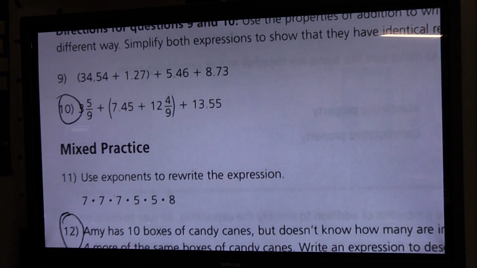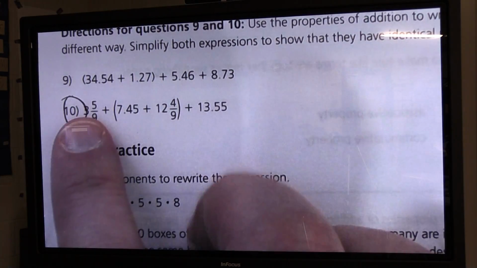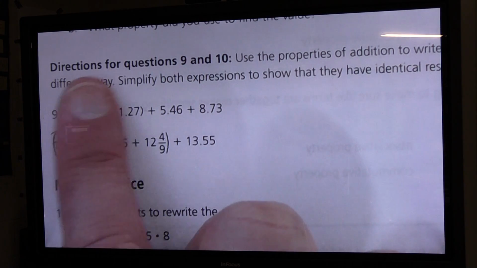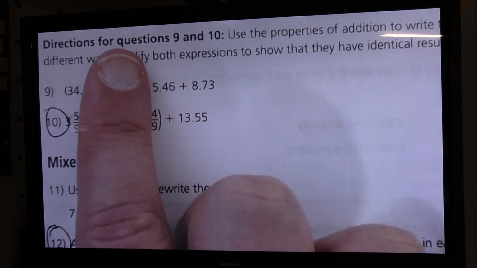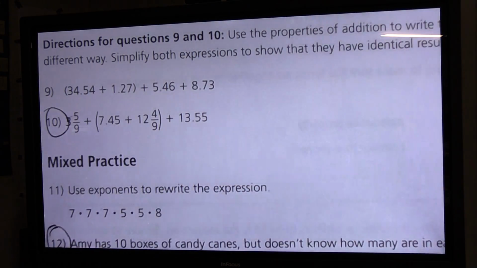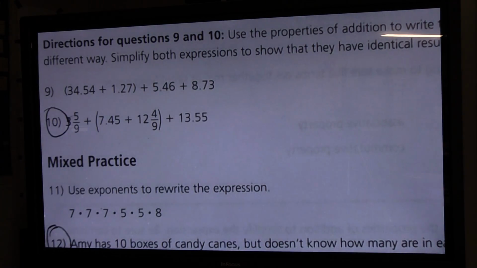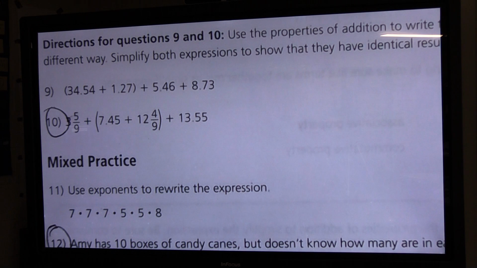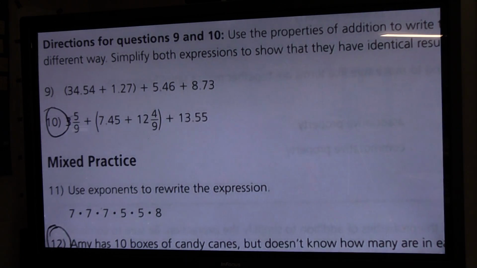Let's look at the directions for number 10. Okay, number 10 is right here, and the directions for 10 accompany it, and 9. And I know you're not going to be able to see everything, but just listen up, please. It says, use the properties of addition to write the numeric expression a different way. Simplify both expressions to show that they have identical results.